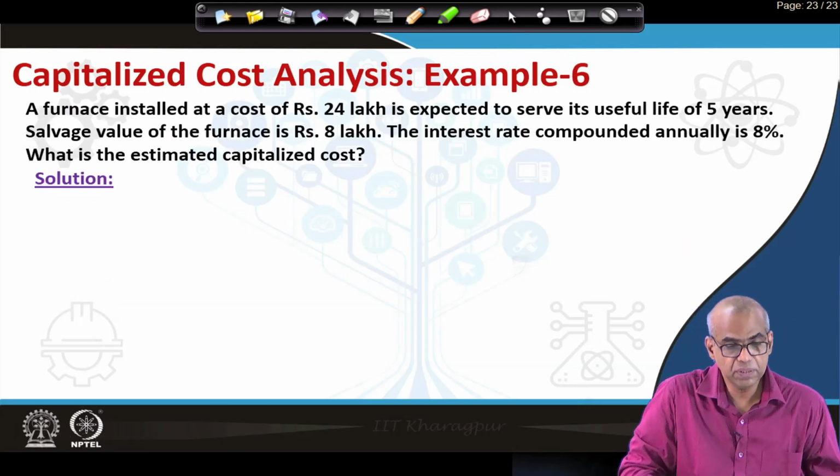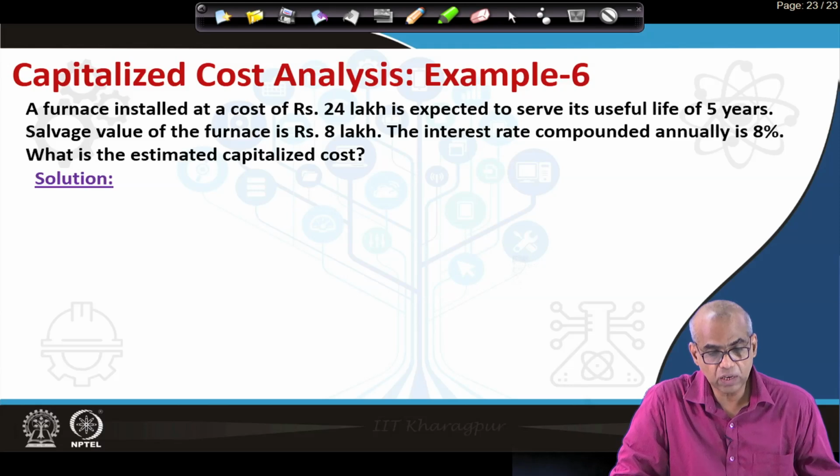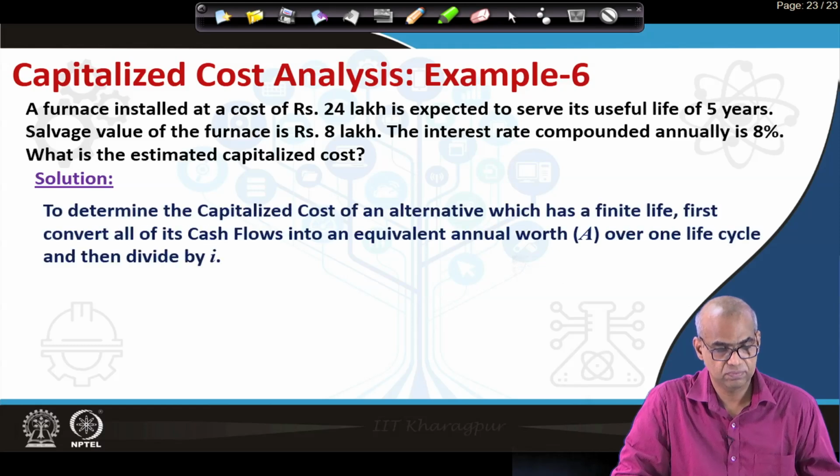Let us take another example. A furnace installed at a cost of rupees 24 lakh is expected to serve its useful life for 5 years. Salvage value of the furnace is rupees 8 lakh. The interest rate compounded annually is 8%. What is the estimated capitalized cost? To determine the capitalized cost of an alternative which has a finite life, first convert all of its cash flows into an equivalent annual worth A over one life cycle and then divide by I.